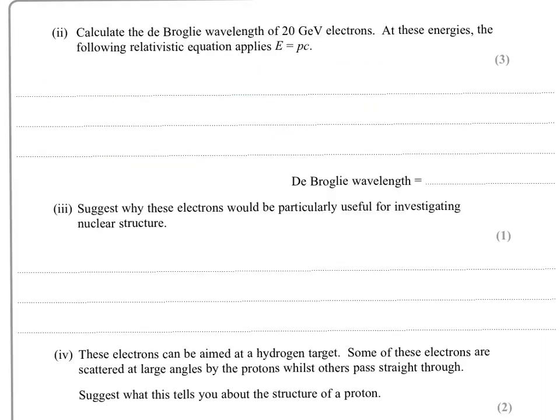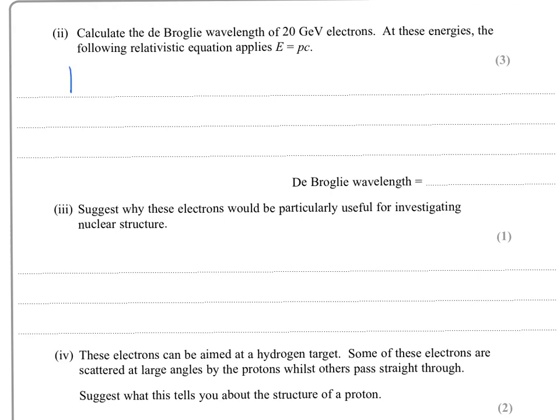Part 2, calculate the de Broglie wavelength of 20 giga-electron-volt electrons. At these energies, the following relativistic equation implies that E equals PC. So de Broglie told us that lambda was h over p. We also have the idea here that p is going to be E over c, and so we need to substitute that in, and we divide h by p.